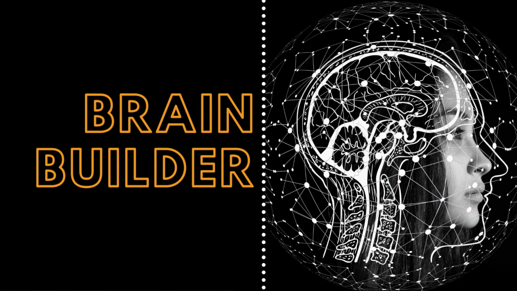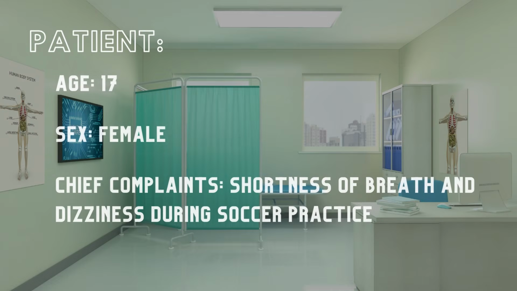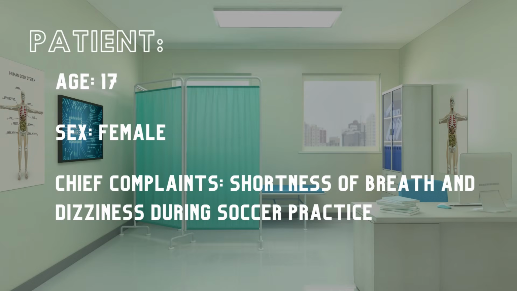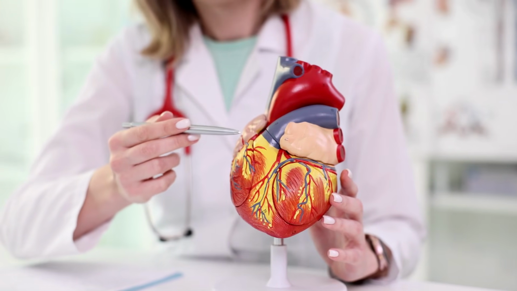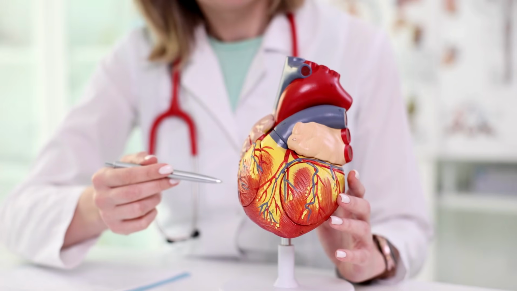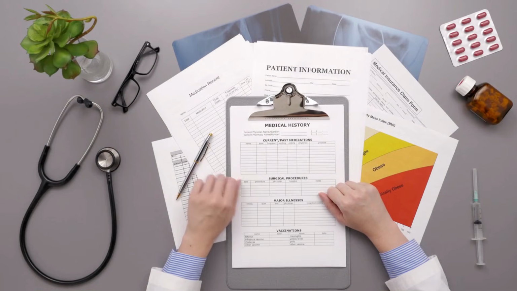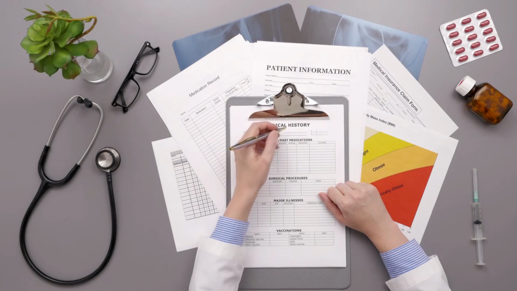Finally, let's take a look at a patient example. You receive your patient's file and take a look. Age 17, sex female. Chief complaints: shortness of breath and dizziness during soccer practice. You invite the patient into your office for an examination. You are a cardiologist at a sports medicine clinic. Your patient's pediatrician referred her to you after she reported recurring dizziness and shortness of breath during soccer practice. During intake, you note a family history of heart disease.